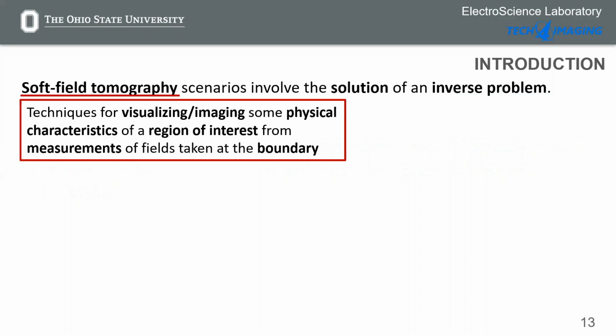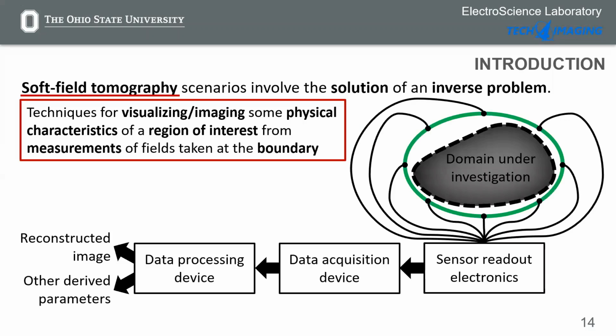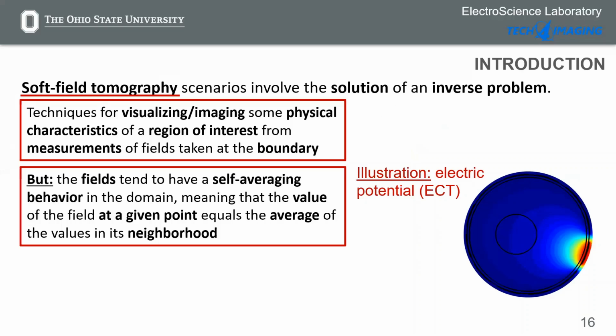Now, Softfield tomography deals with techniques for visualizing or imaging some physical characteristics of a domain from boundary measurements of fields taken at the boundary. Here's a schematic view of that, where we have a domain and we place around it a number of sensing elements, and through some transformations with hardware and software, we obtain a reconstructed image and other derived parameters at the end. A special characteristic of Softfield tomography is that the fields tend to have a self-averaging behavior in the domain, which means that the value of the field at a given point equals the average of the values in its neighborhood.